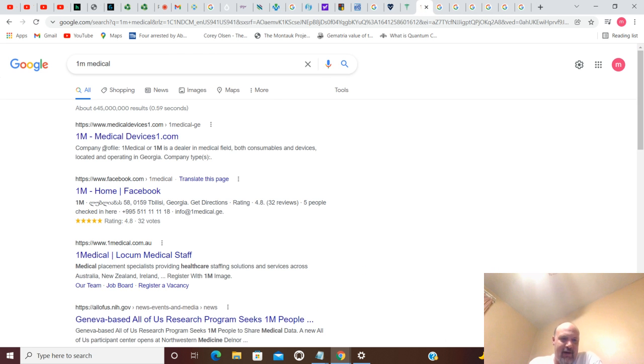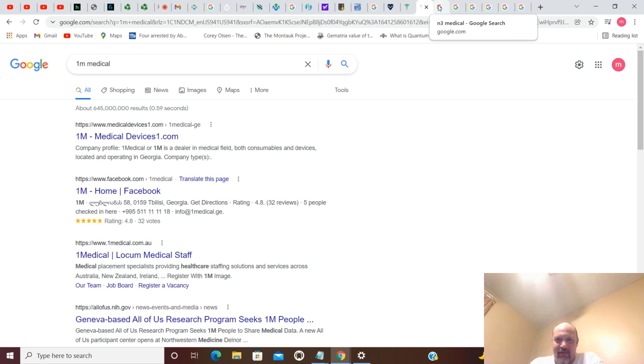So if we move on from that, you have 1M. You have 1M medical devices and 1 medical, locum medical staff. So you got a few things here, couple of things anyway. 1M medical devices and 1 medical, they're placement specialists providing healthcare staffing solutions and services across Australia, New Zealand, and Ireland. So for time's sake, we're just going to move on though.